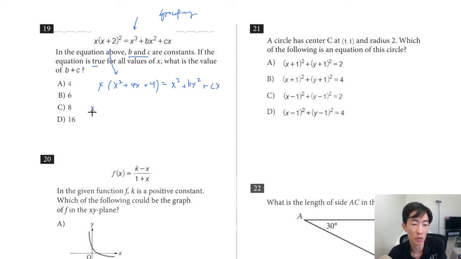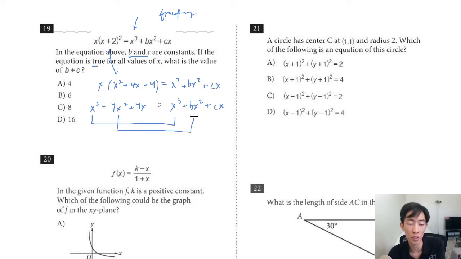Now I'm going to multiply each piece out. So this is going to be x cubed plus 4x squared plus 4x equals x cubed plus bx squared plus cx. The reason I call this grouping is because when you've got an equation like this, the x cubed terms have to be equal to each other. The quadratic terms, x squared, have to be equal to each other. And then your linear terms, 4x and cx, have to be equal to each other. So very quickly, if 4x squared is equal to bx squared, then obviously b equals 4. And if 4x is equal to cx, then c is also equal to 4. They want to know what is b plus c. 4 plus 4 is 8.